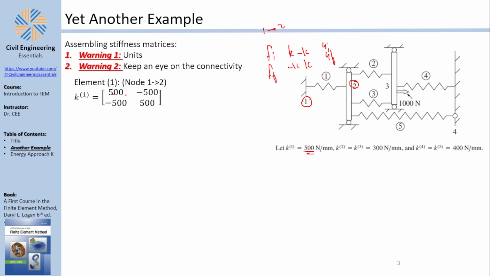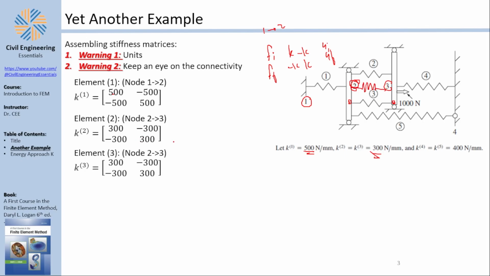Now, for element 2, what do you think the stiffness matrix is? Well, element number 2 connects 2 with 3 and has a stiffness of 300. So I'm expecting 300, -300, -300, 300. Lo and behold, it is. Element number 3. Strangely, element number 3 also connects node 2 with node 3. So you can almost see that you could just sum them up and reproduce one big element instead. But I will not do that. So element number 3 is going to have the same stiffness matrix, 300s everywhere.